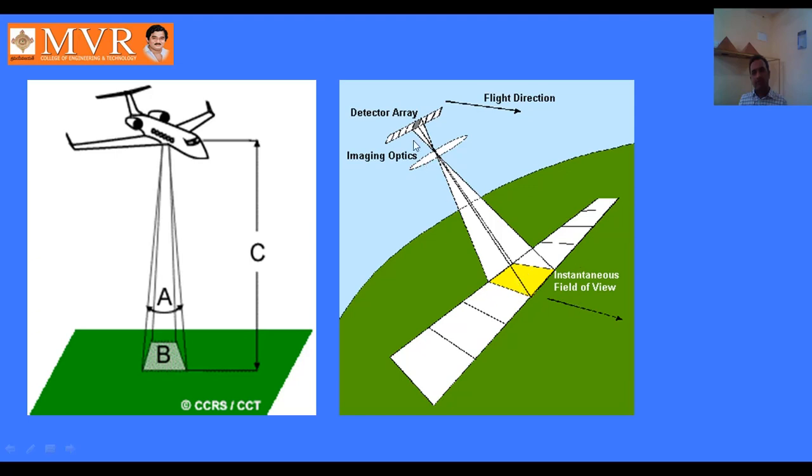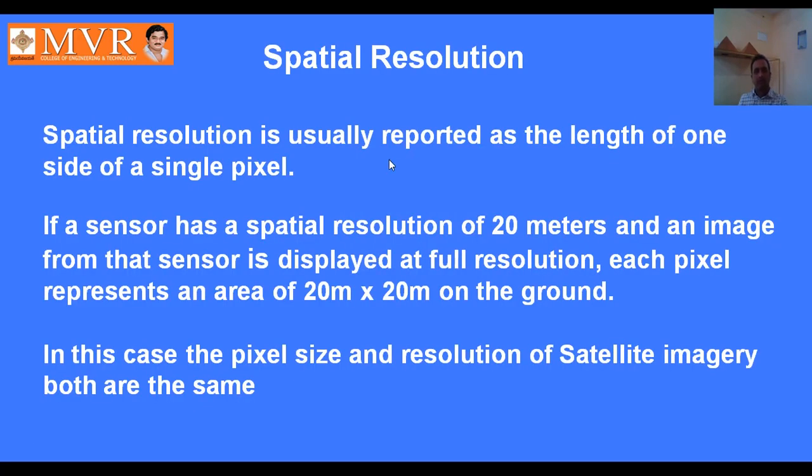So, the instantaneous field of view always gives the pixel information, single pixel information. This pixel gives the earth surface feature information. So, this is called instantaneous field of view and spatial pixel size. Now, the spatial resolution is usually reported as the length of one side of a single pixel. So, spatial resolution is always denoted by a single pixel.